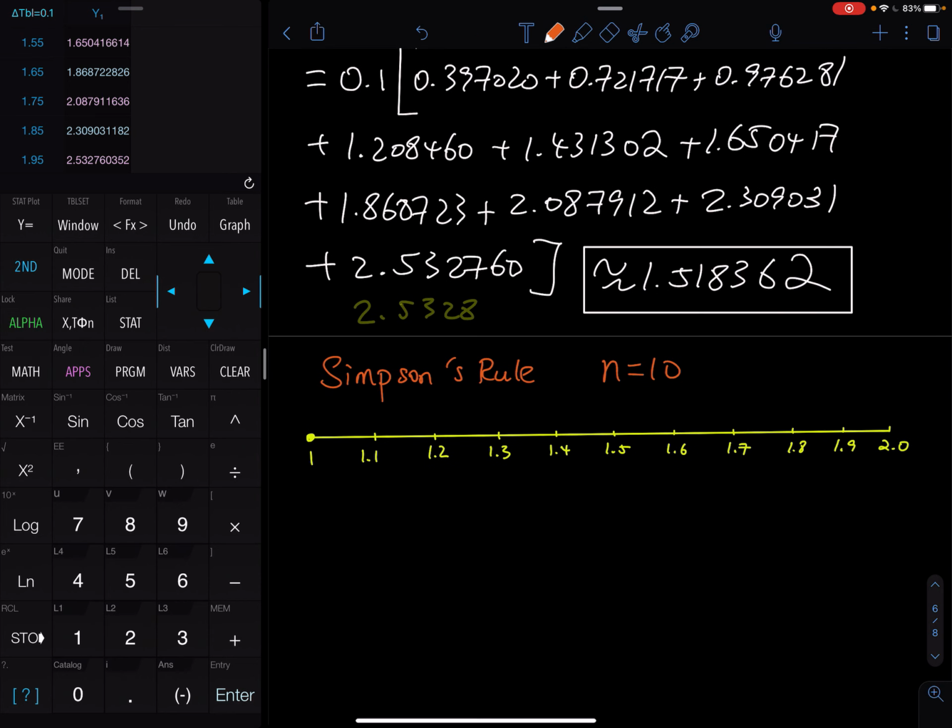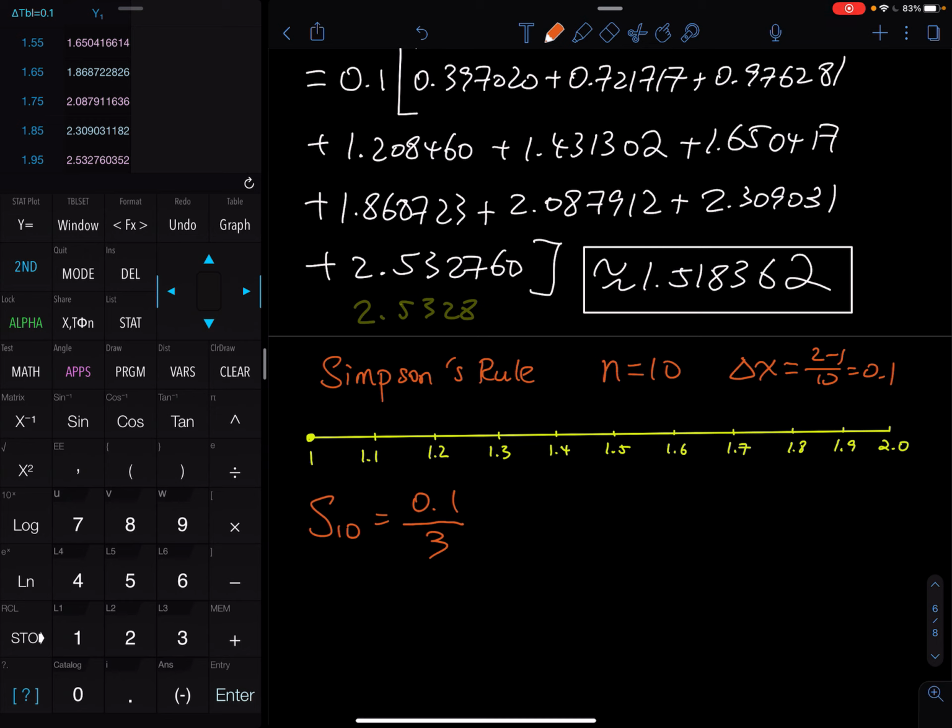So that's for the Simpson's rule, and I have to make sure the 10 is an even number. So for S10, that is equal to the delta x. So delta x is equal to 2 minus 1 divided by 10. That is equal to 0.1. So for Simpson's rule, you have to take the delta x divided by 3. For trapezoidal, that is divided by 2. And then the coefficient pattern.